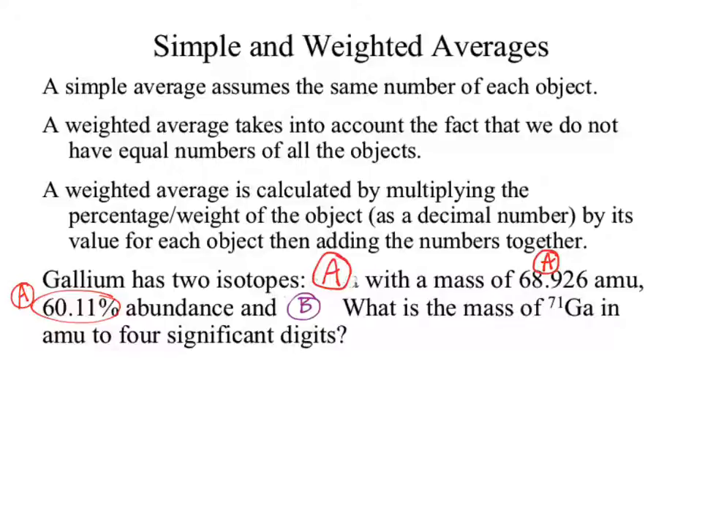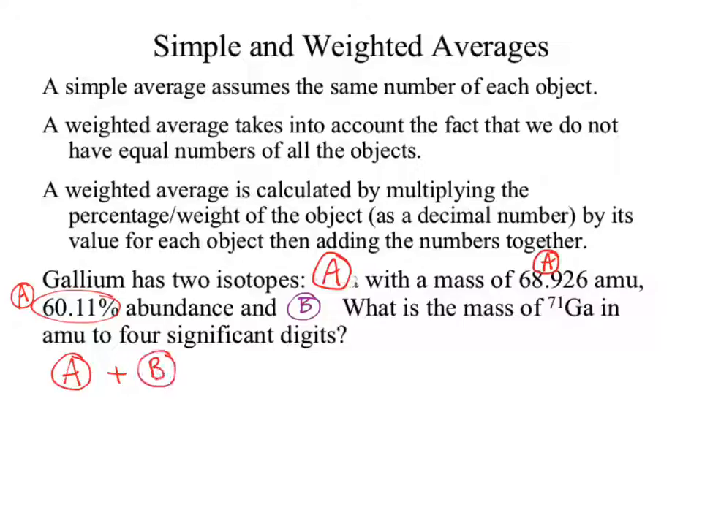The mass and the percent of abundance. Percent of abundance, what do you mean? Percent of abundance of what? Of gallium 71. Where's the percent of 71? That was for A, that's what I'm saying. Oh, I'm sorry. 69, what's the percent? What's the percent for B? You take 100%.